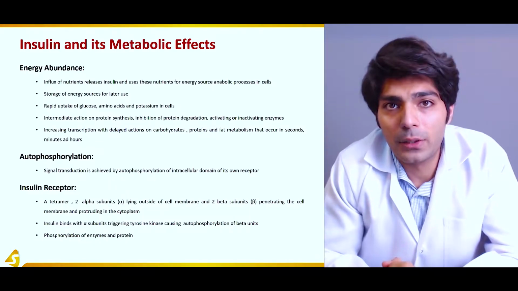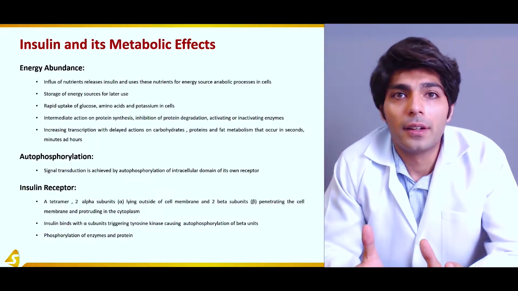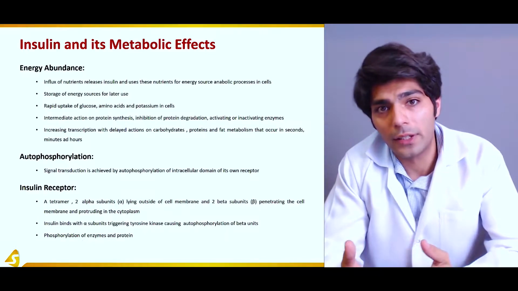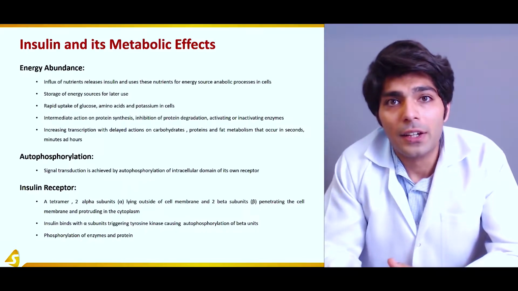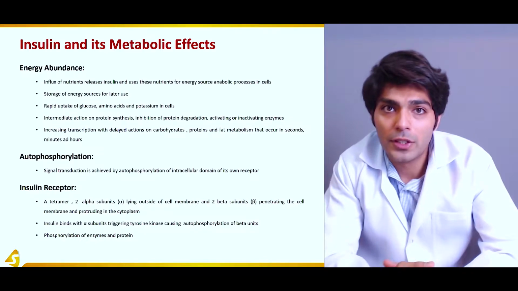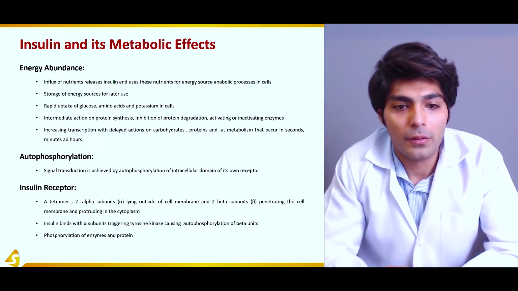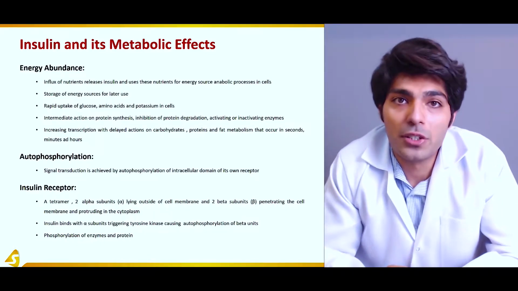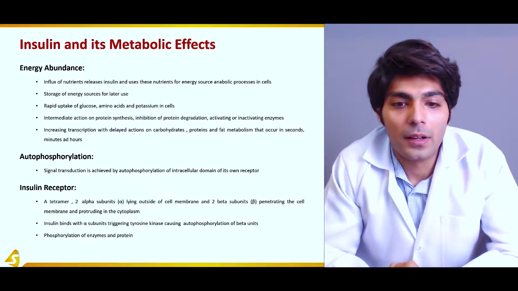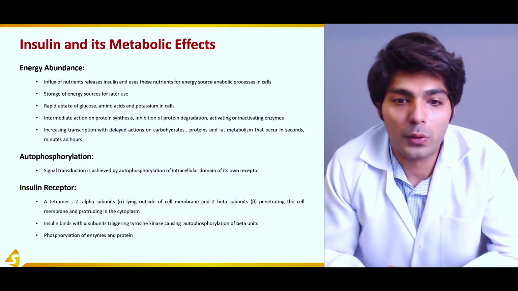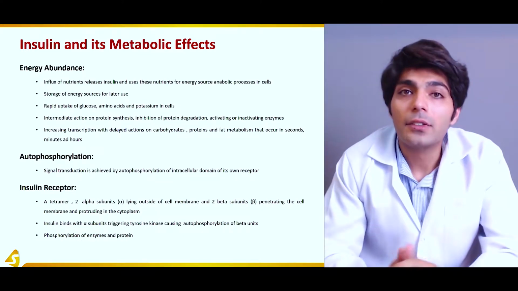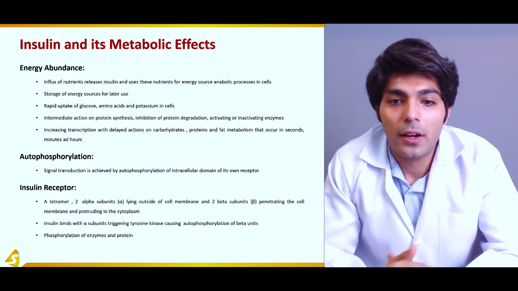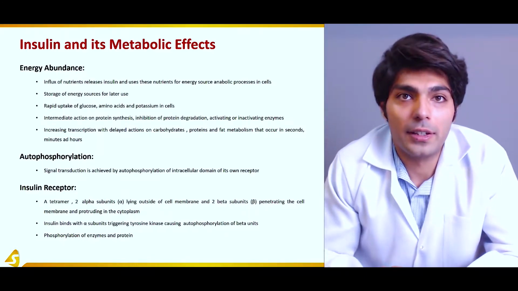The phosphokinase pathway is activated, and it creates the metabolic effects and performs the function. The regulation is registered with the autophosphorylation, and the effects of insulin are registered with it. There is multiple phosphorylation of enzymes and proteins after this process of autophosphorylation. So signal transduction is achieved by autophosphorylation of the intracellular domain of its own receptor.